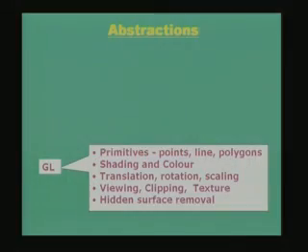If you look into the slide, the graphical library for OpenGL will consist of primitives: points, lines and polygons. It can provide shading and color. It can provide translation, rotation and scaling. It can provide viewing, clipping and texture. It can also provide hidden surface removal. So, these are some of the features in a graphics library.